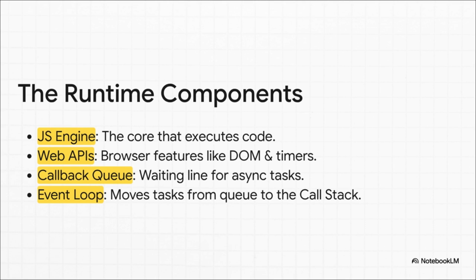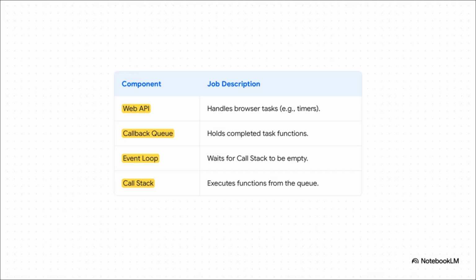When one of these API tasks finishes, its function gets put in a waiting line called the callback queue. And finally, you have the event loop. Think of it as the manager. Its only job is to constantly check if the call stack, our workbench, is empty. If it is, the event loop grabs the first task from the queue and sends it over to the stack to be executed.